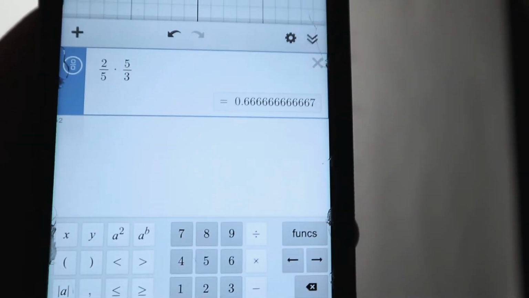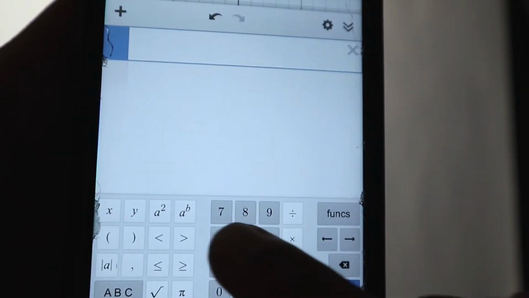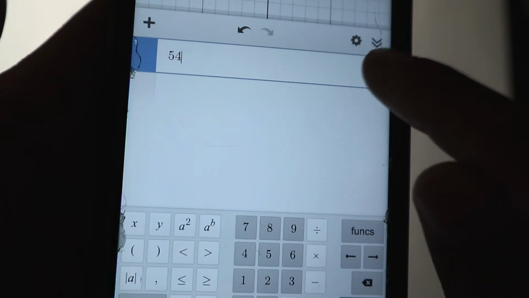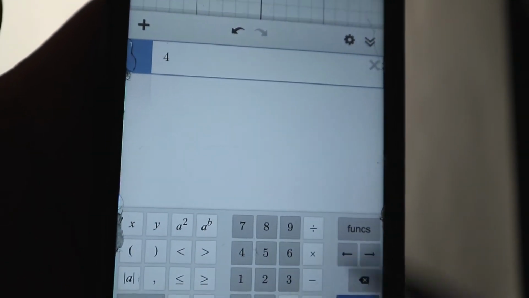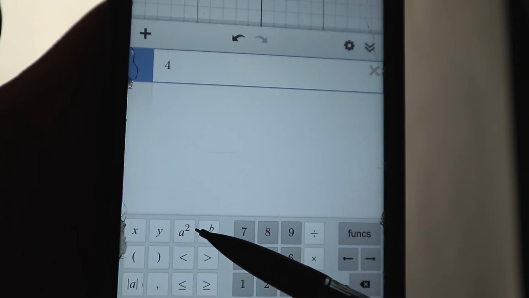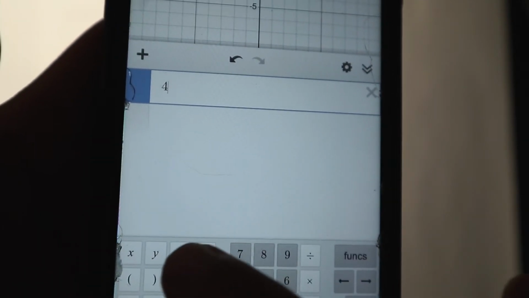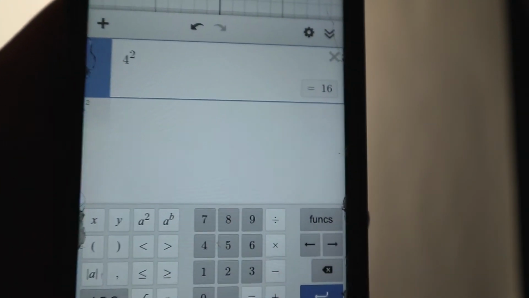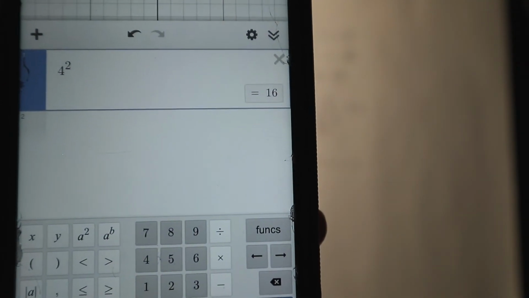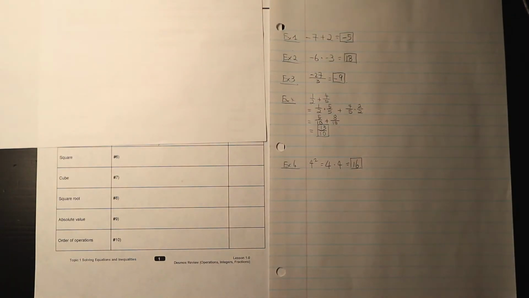Well, an easier way to do it is on your calculator, right? You first cancel everything. You press 4, and then you see there's a square with a little letter a, right? So you press that. So 4 squared, and the answer pops up as 16. So 4 squared is 16, which is the same thing that we got.